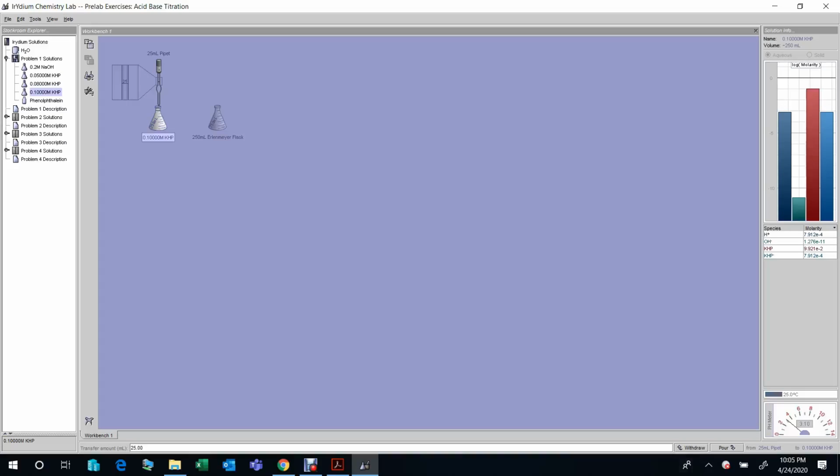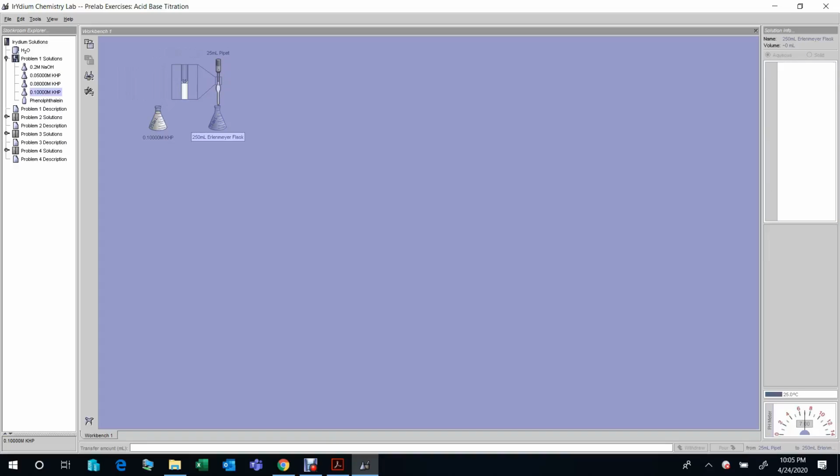You see here at the bottom there's two functions. One is withdraw, the other is pour. In this case, we want withdraw. Okay, we withdraw 25. Now we can transfer this 25 milliliter solution, right? And then in this case, we do again with 25.00, and we pour.